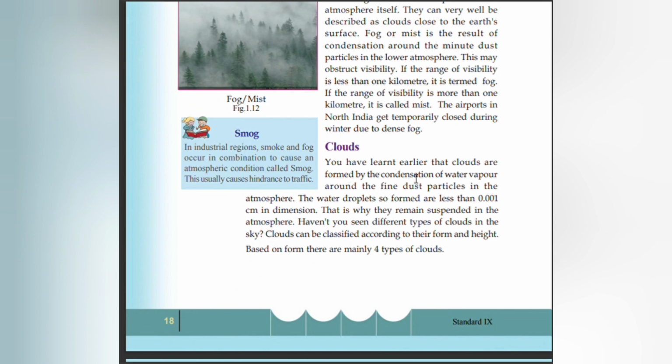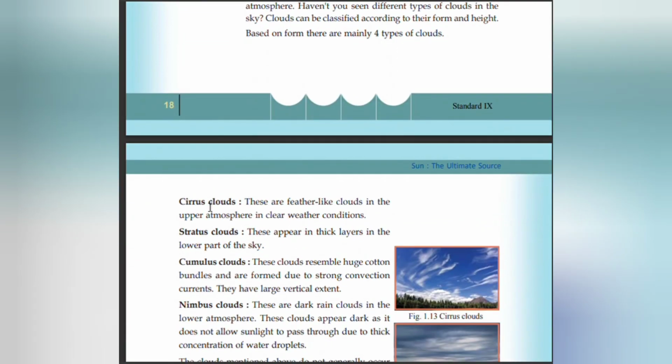Clouds. You have learned earlier that clouds are formed by the condensation of water vapor around the fine dust particles in the atmosphere. Water droplets formed are less than 0.001 centimeter in dimension. That is why they remain suspended in the atmosphere. Haven't you seen different types of clouds in the sky? Clouds may be classified according to the form and height. Based on the form, there are mainly four types of clouds.